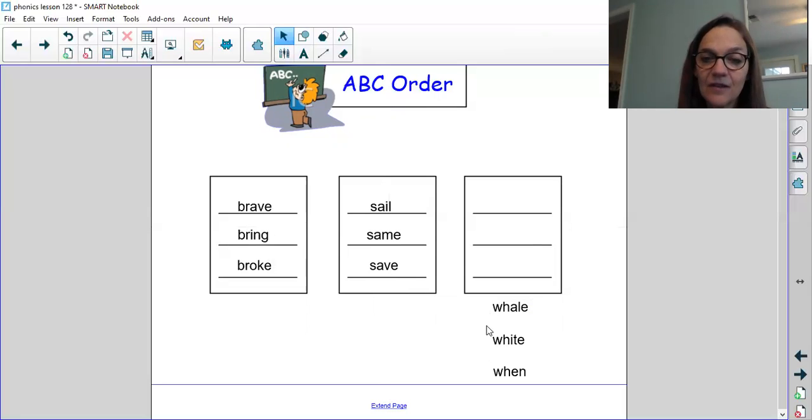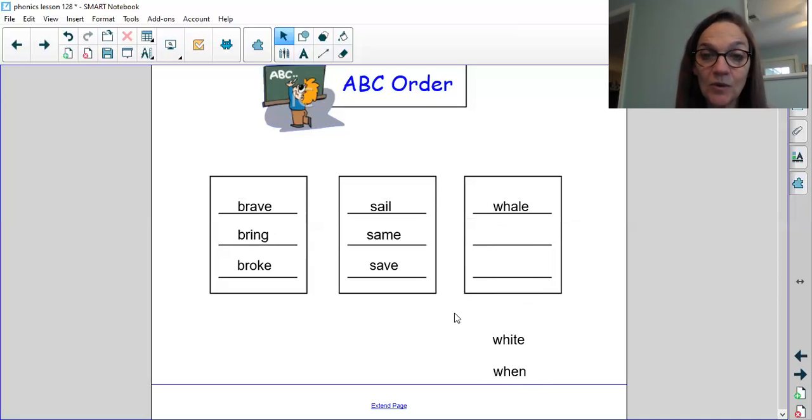Okay, now let's look at our last set of words here. Whale, white, and when. What do you notice about those words? They all three start with W-H. So we have to look at the third letter to see which one comes first in ABC order. Okay, is it the A, the I, or the E? It's the A. We all know that the alphabet starts with A, so we're going to put whale first.